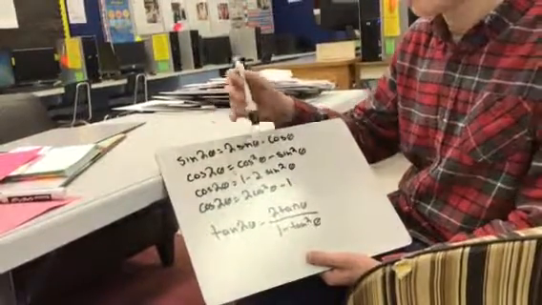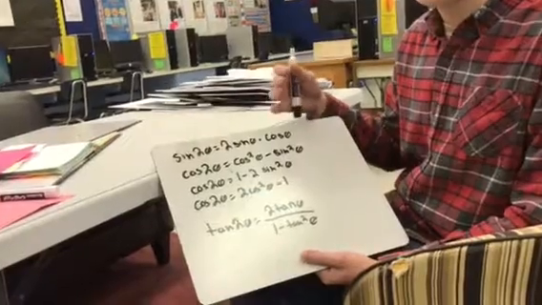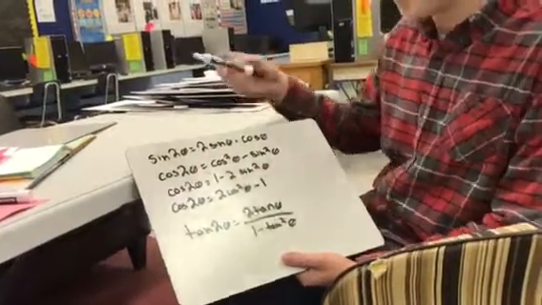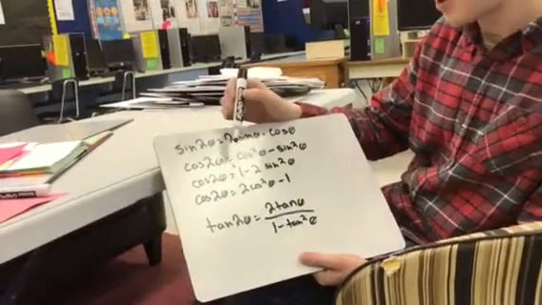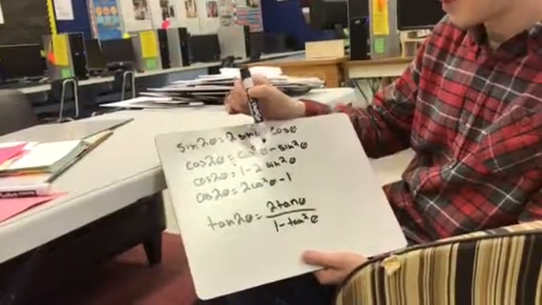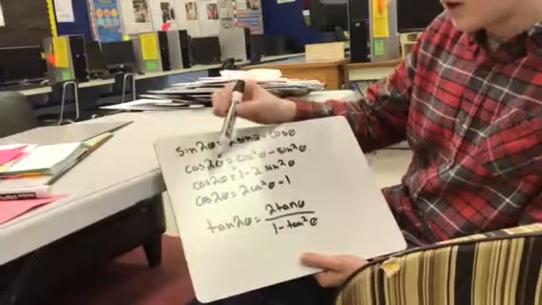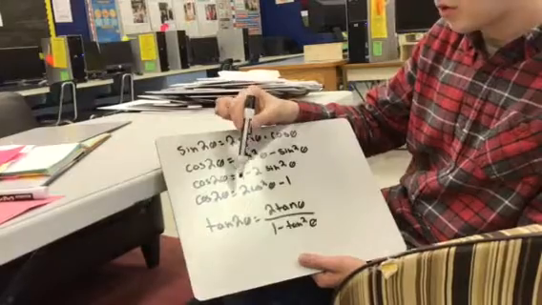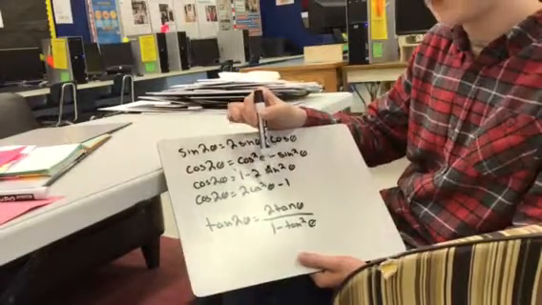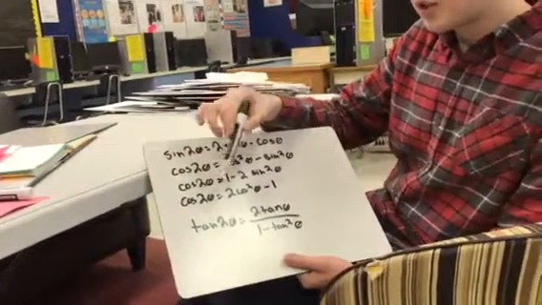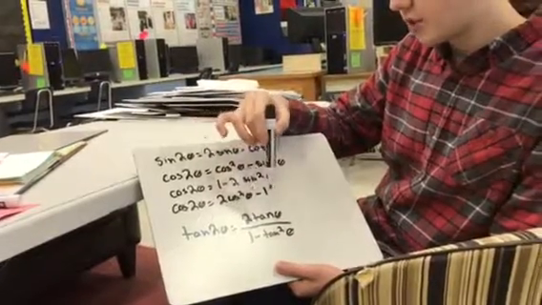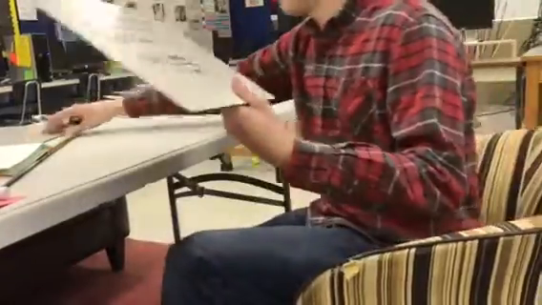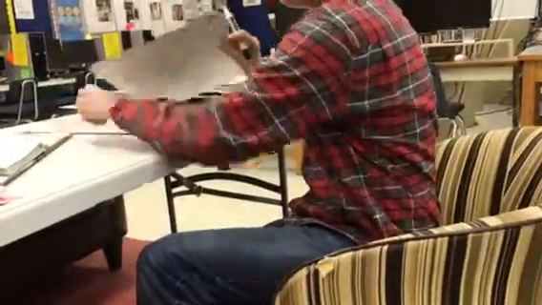For cosine 2 theta, there are three identities you may use. One is cosine 2 theta equals cosine squared theta minus sine squared theta. Another is 1 minus 2 sine squared theta. And lastly, 2 cosine squared theta minus 1. For tangent, tangent 2 theta is equal to 2 tangent theta divided by 1 minus tangent squared theta. Now, we're about to begin solving the problem.